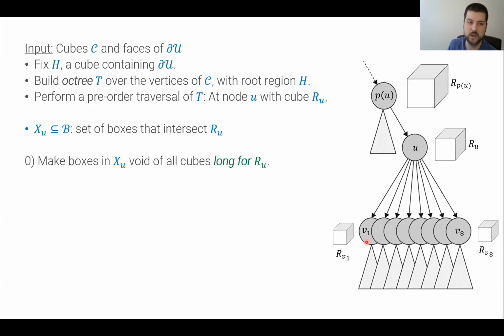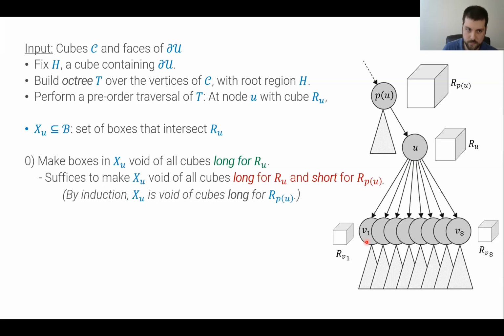Okay, so the first step is to make the boxes in XU void of specifically those input cubes that are long for RU. So this is where everything starts to culminate. By induction, it's going to be sufficient to only make XU void of what is long at RU and short at the parent, because everything that is long at the parent is also long at the child, and it will already be void of those cubes. So what we need to do, via some process, is make XU void of what is long in RU and short at the parent.